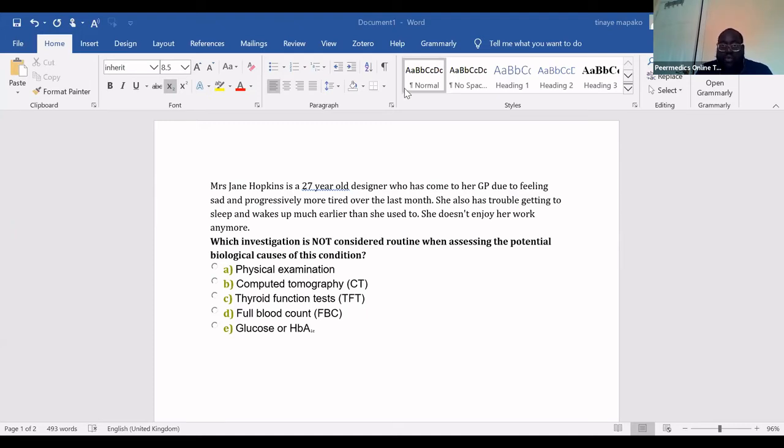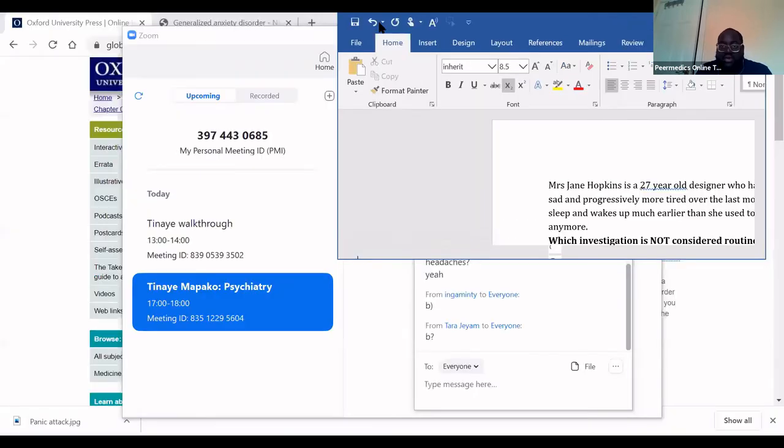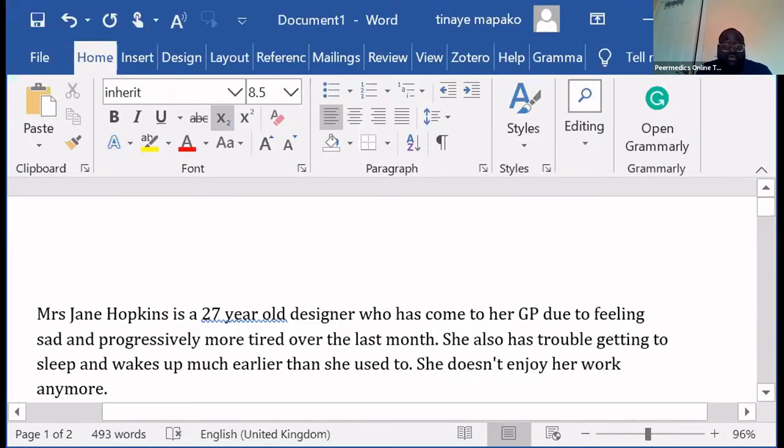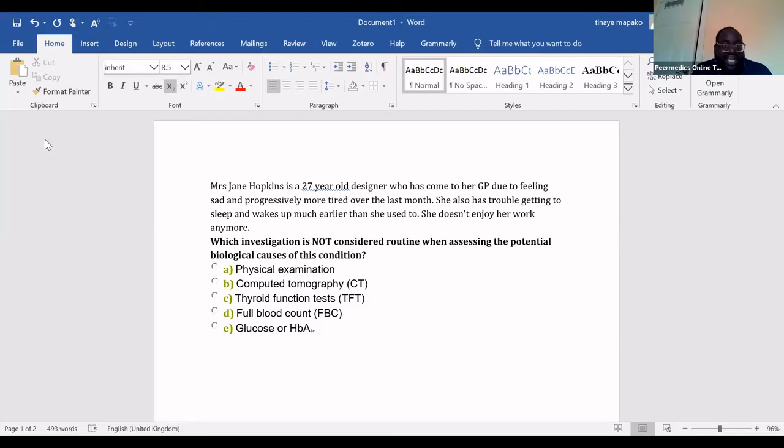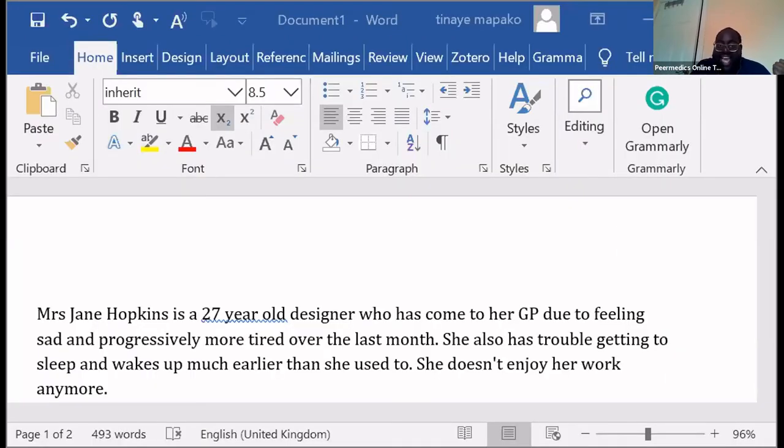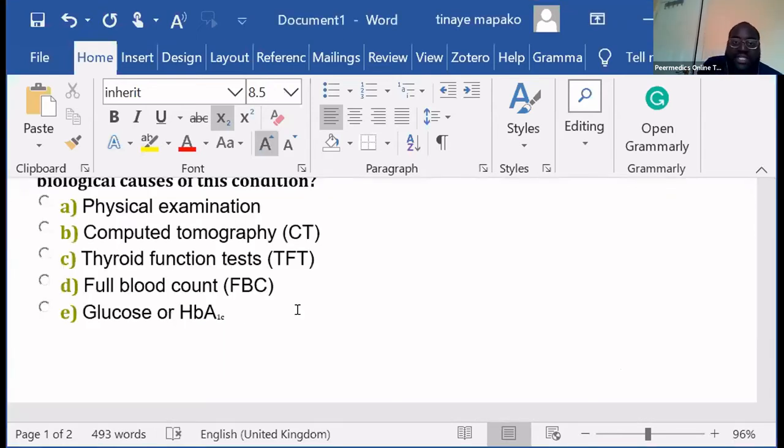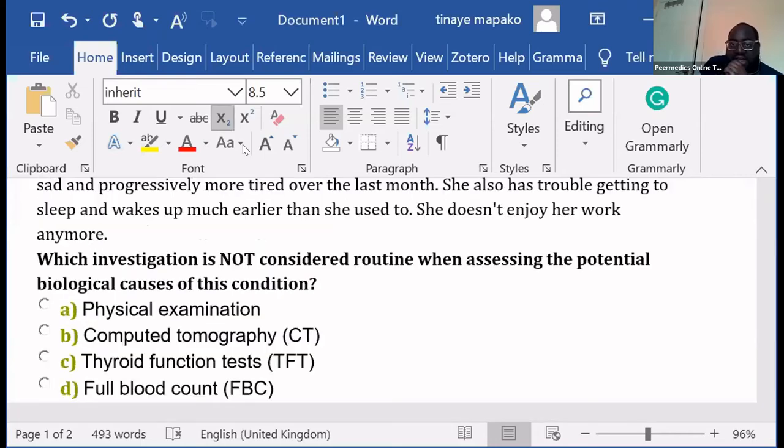I guess the important thing is to consider the reason why. Obviously, a CT scan is just super inappropriate. It would be really helpful if we thought the patient had any sort of brain pathology or anything like that. But does anyone know why the glucose or HbA1c test is one of the potential options, why they put that in there?